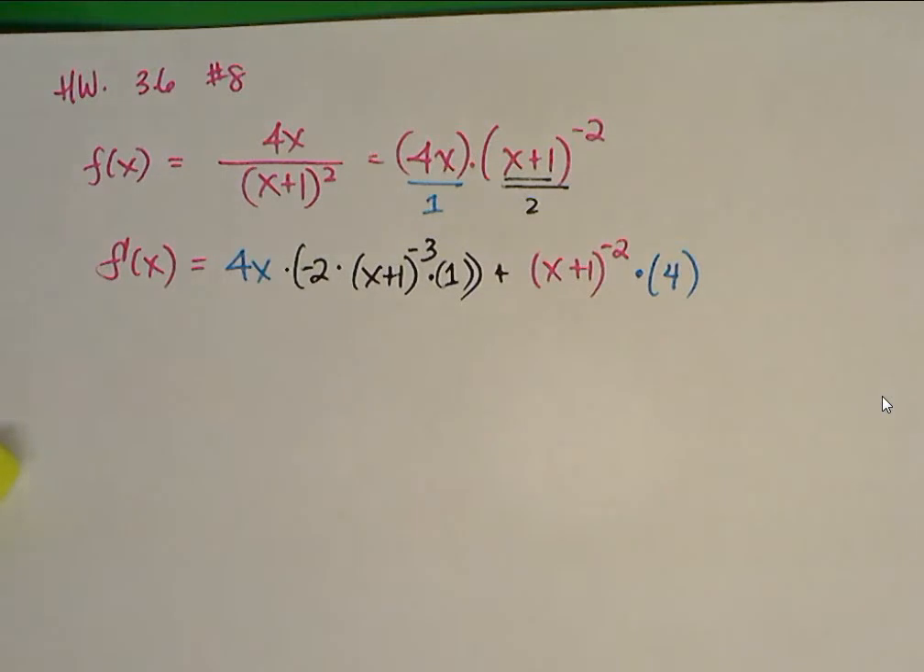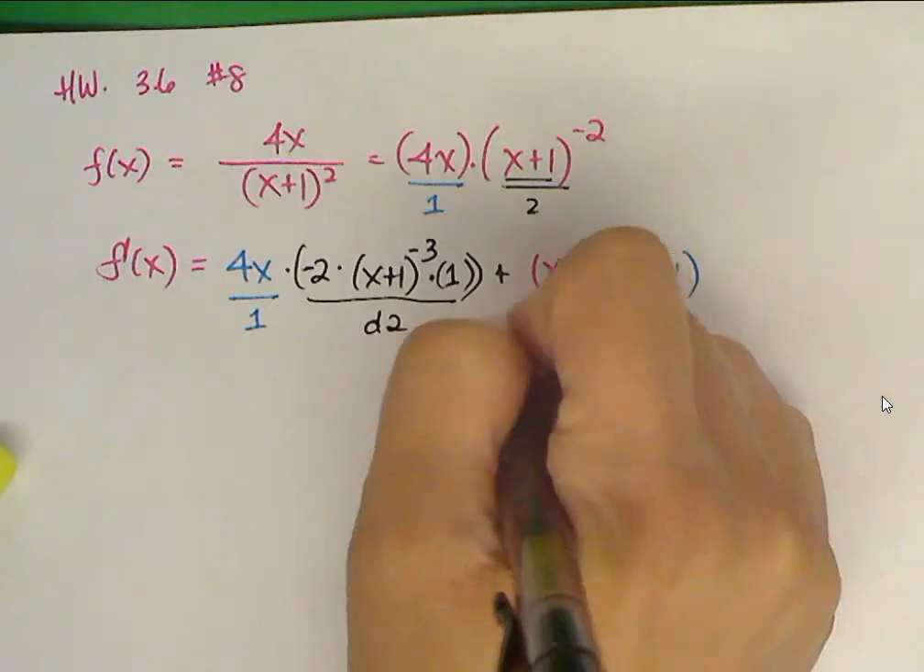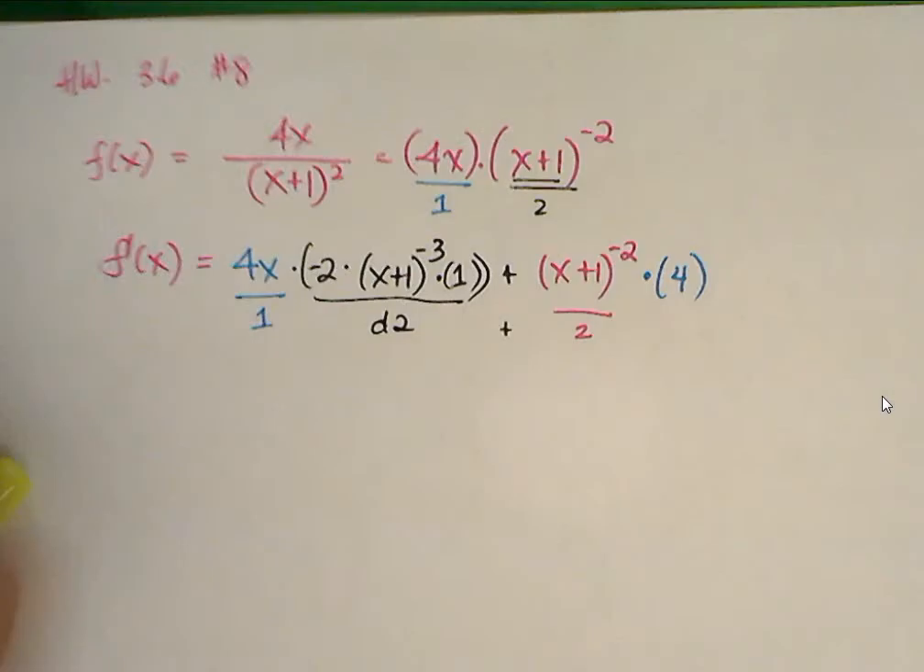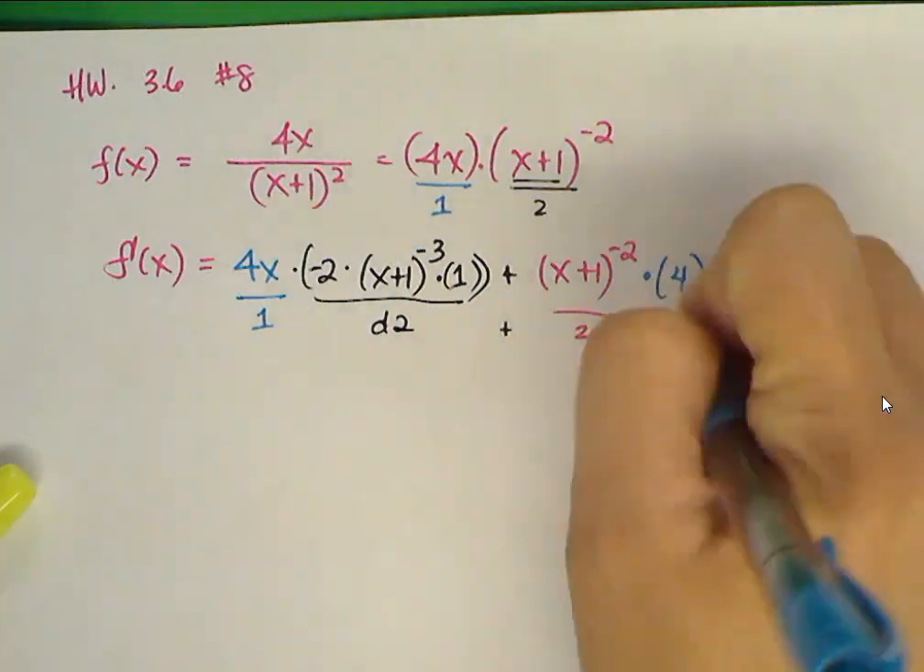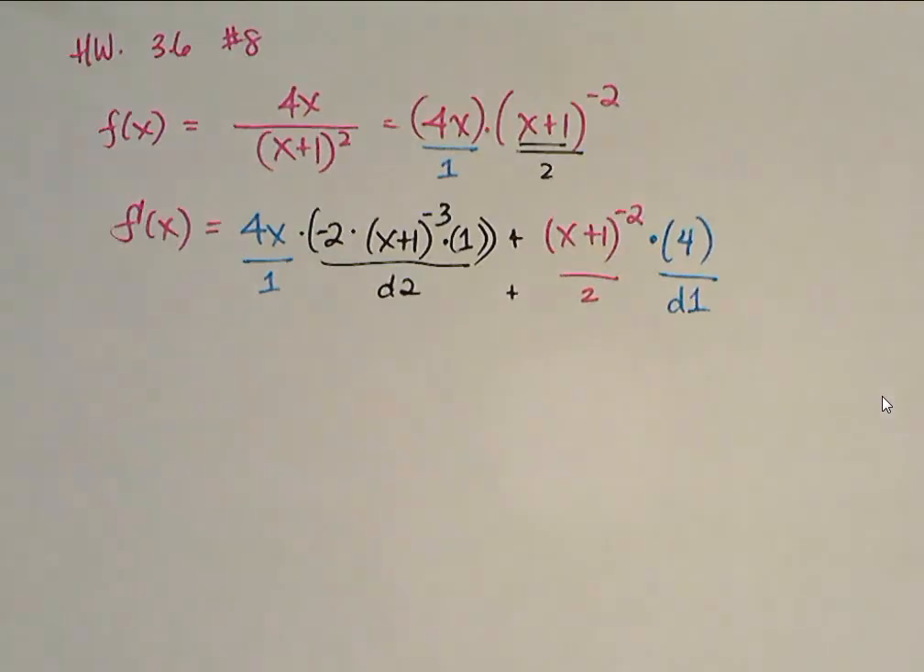So this is 1 d2 plus 2 d1. Let that sink in. Are we having trouble with the d2 part? Yeah. Okay, so what is d2?